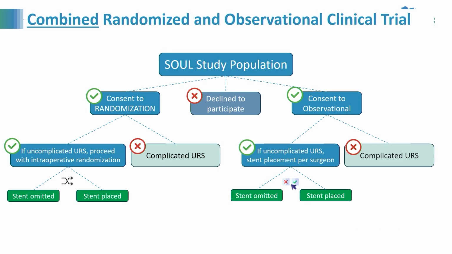This is a very unique trial. It's a combined randomized and observational clinical trial. Patients are asked to be randomized, but those who decline randomization, and we found from our patient partners that many patients would decline randomization, are still offered the option to be in the observational arm, which is very unique and has never been done before in the study of stent omission.